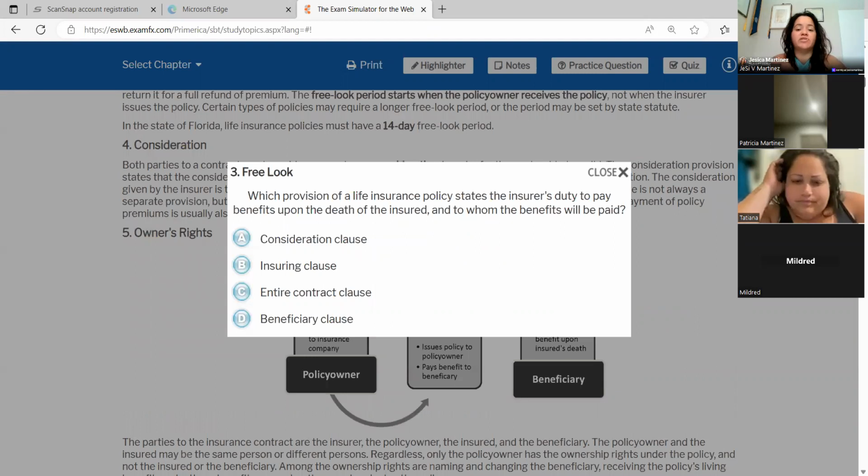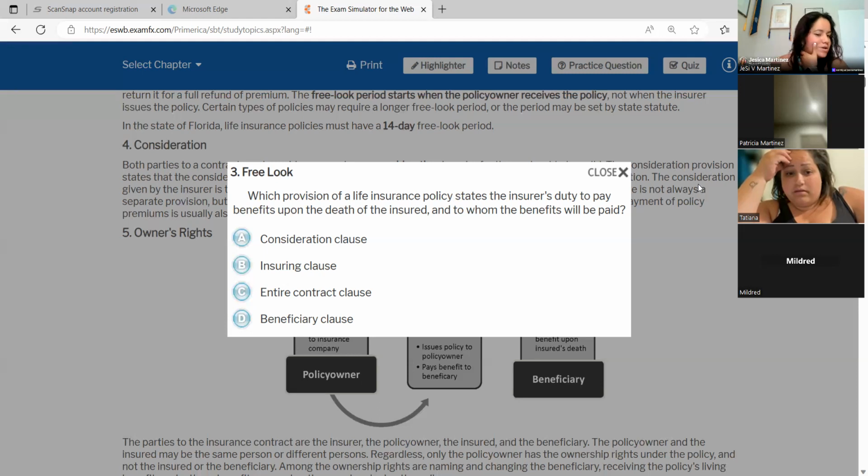Which provision of a life insurance policy states the insurer's duty to pay benefits upon the death of the insured and to whom the benefits will be paid? Is that the consideration clause, the insurance clause, the entire contract clause, or the beneficiary clause?